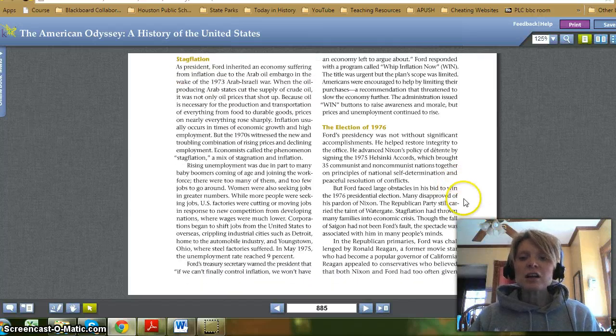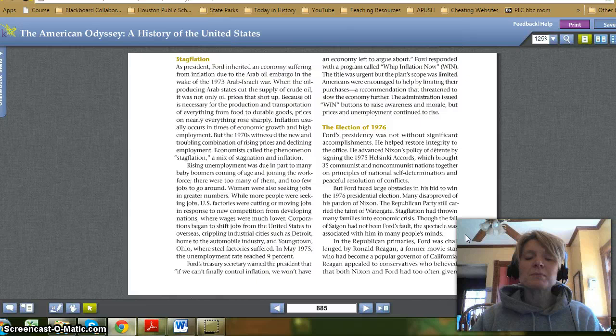But Ford faced large obstacles in his bid to win the 1976 presidential election. Many disapproved of his party of Nixon. The Republican Party still carried the taint of Watergate. Stagflation had thrown many families into economic crisis. Though the fall of Saigon had not been Ford's fault, the spectacle was associated with him in many people's minds.